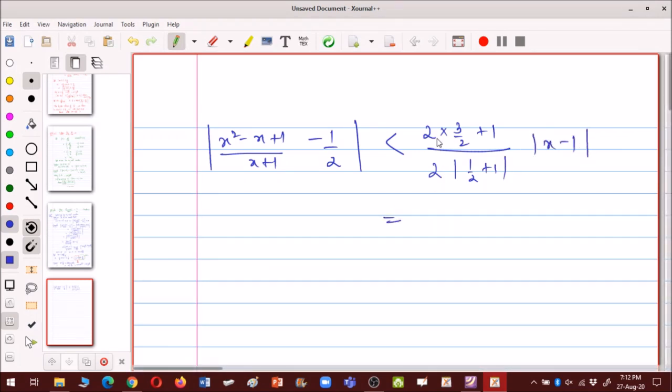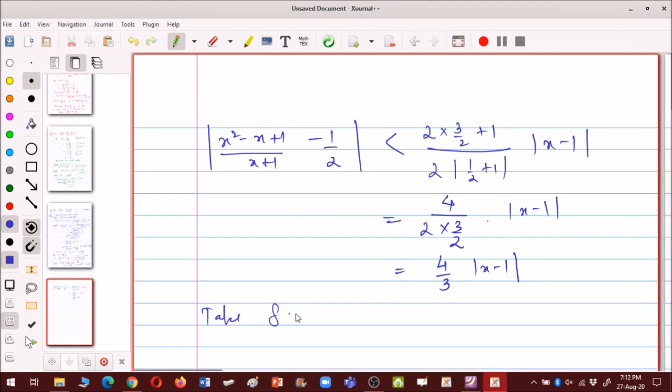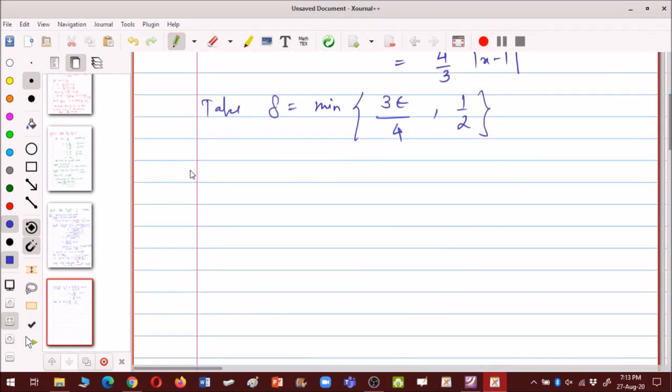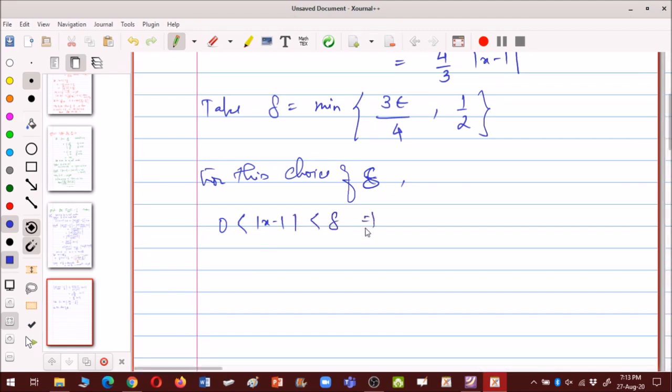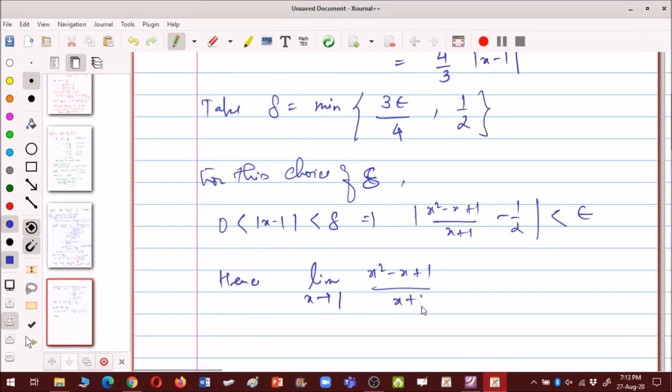and here I have |x minus 1|. So this is equal to 4 by 3 |x minus 1|. So take delta equal to minimum of 3 epsilon by 4 and 1 by 2. Then for this choice of delta, 0 < |x - 1| < delta implies |(x square minus x plus 1) upon (x plus 1) minus 1 by 2| is less than epsilon. Hence limit x tends to 1, (x square minus x plus 1) upon (x plus 1) is equal to 1 by 2.